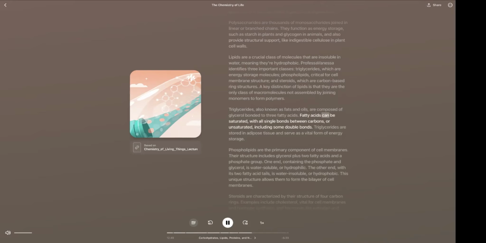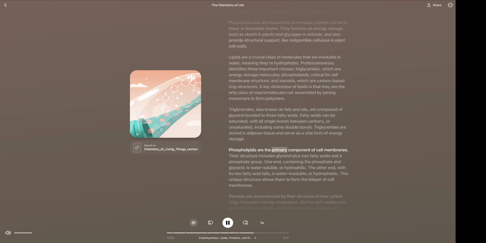Fatty acids can be saturated with all single bonds between carbons or unsaturated, including some double bonds. Triglycerides are stored in adipose tissue and serve as a vital form of energy storage.